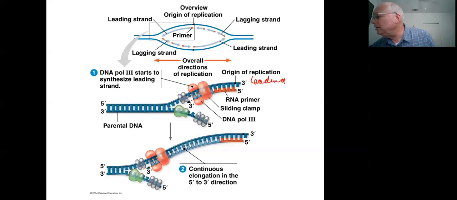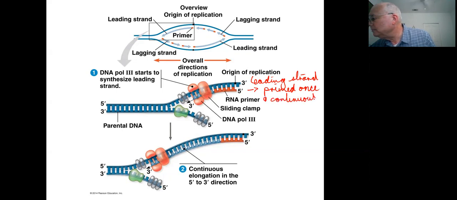So the leading strand is primed once, and continuously copied by Pol 3.